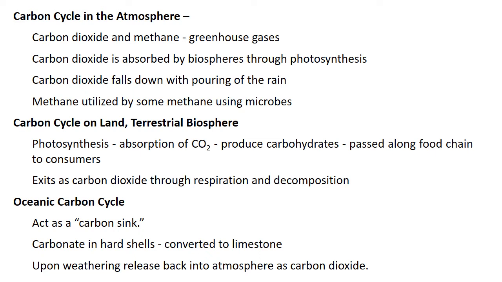In the oceanic carbon cycle, the oceans act as a carbon sink. It absorbs more carbon. The levels of carbon that get released from the ocean are much less than the carbon that is being absorbed and deposited in the ocean. So the ocean acts as a carbon sink, and marine animals have carbon getting converted to carbonate in their hard shells, which accumulate on the sea floor after their life, and these hard shells will eventually get converted to limestone. The carbon from the limestone gets released back into the atmosphere when it is exposed to air by weathering action.